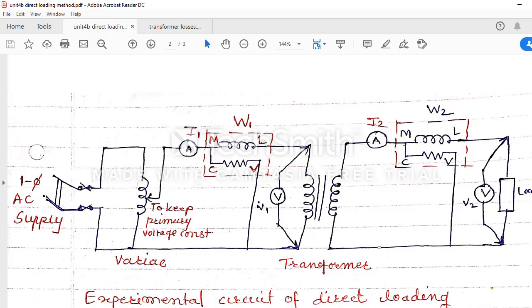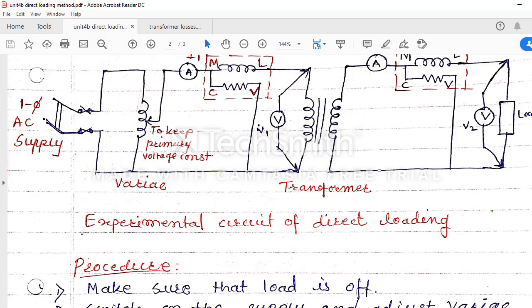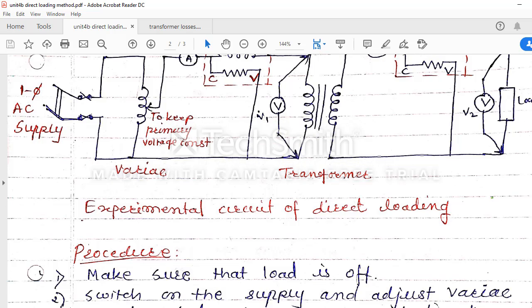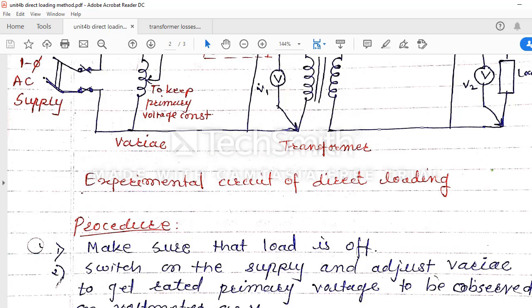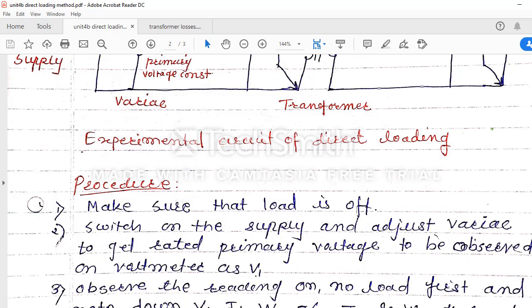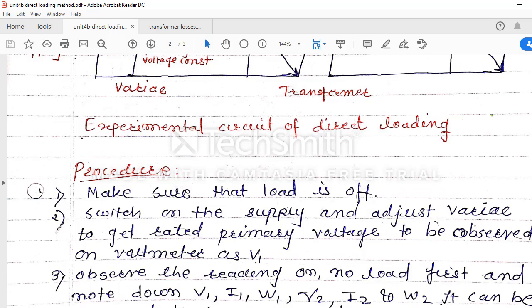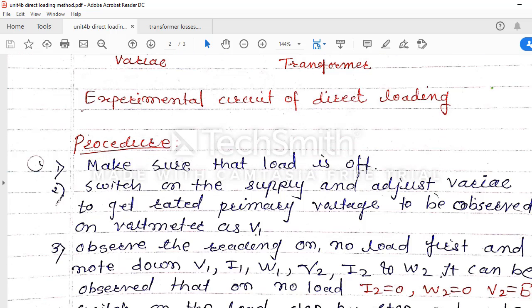Now, the procedure. First, make sure that the load is off. No load is connected, or make the load off. Switch on the supply and adjust the variac to get the rated primary voltage, to be observed on the voltmeter as V1. The third step is to observe the reading on no load first and note down V1, I1, W1, V2, I2 and W2. Now this is the reading on no load.